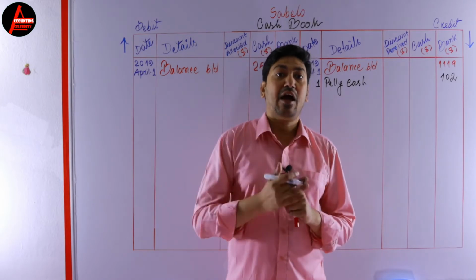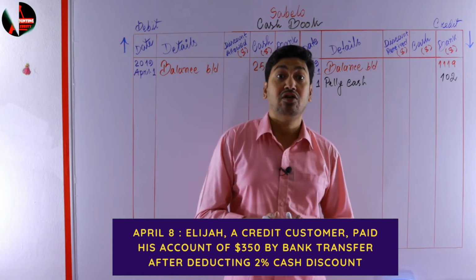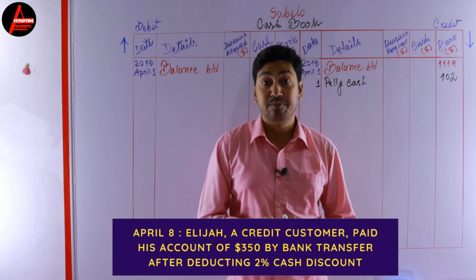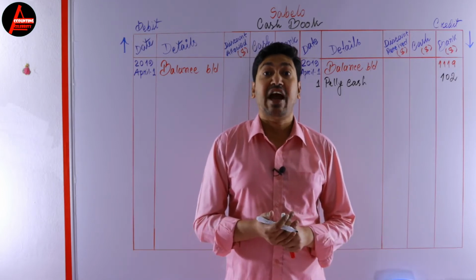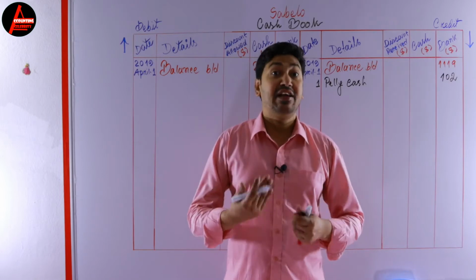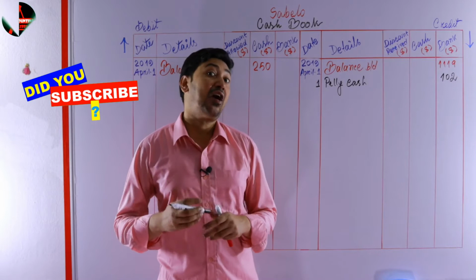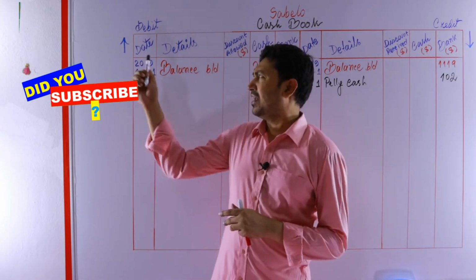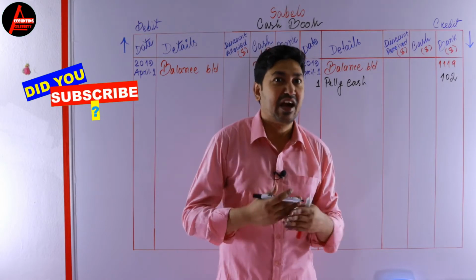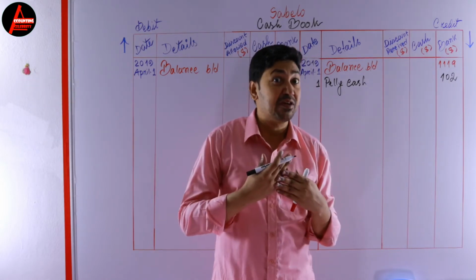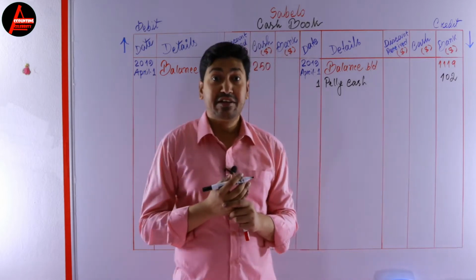Okay. Then April 8, Elijah, a credit customer, paid his account of $350 by bank transfer after deducting 2% cash discount. So Elijah is a customer, he paid by bank. Now think about bank. Will bank increase or decrease? It is very simple. If a customer is paying, that means you are receiving, obviously your bank balance will be increased. That means it will come in the debit side.